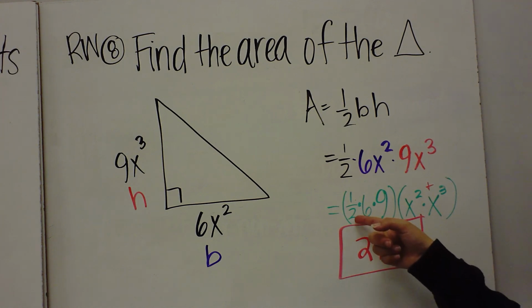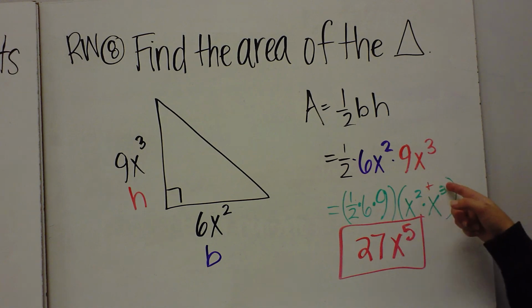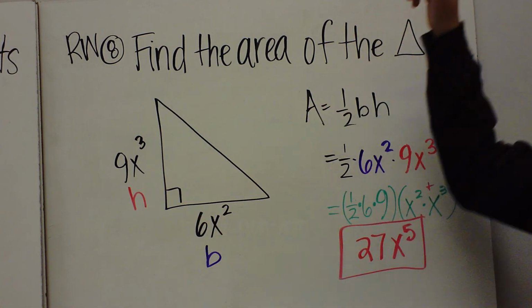I got 27 by doing half of 6 is 3. And 3 times 9 is 27. And then I added these exponents. And that is how you find the area of a triangle.